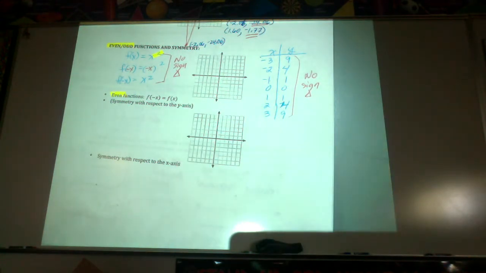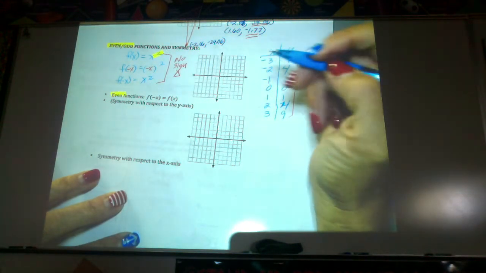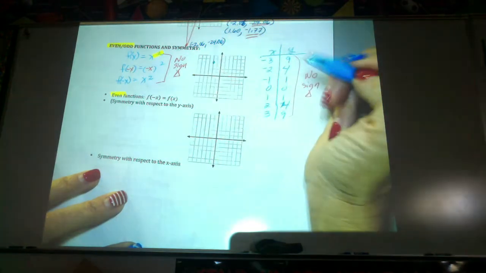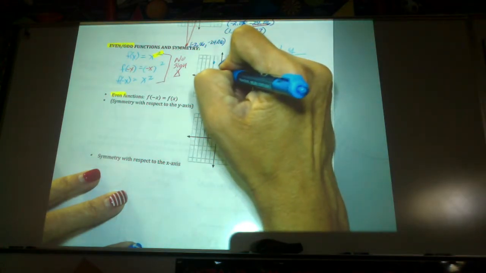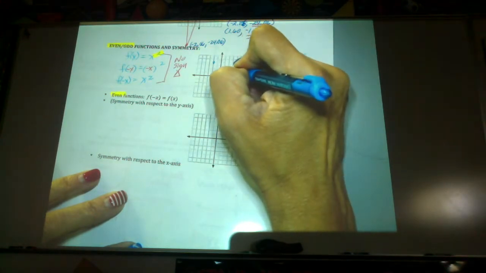So plot those points. I can plot -2, +4. I can plot -1, +1, 0, 0, 1, 1, and 2, 4.